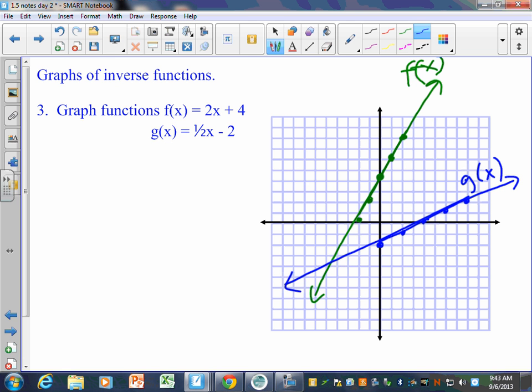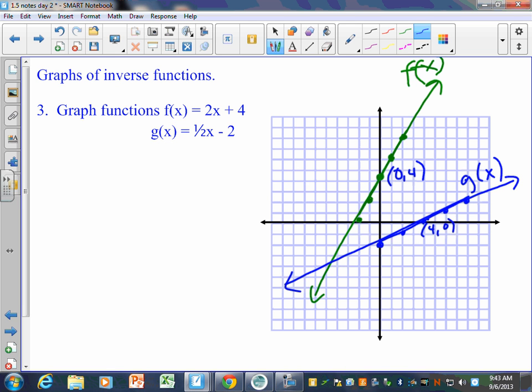Notice that every single point on f of x, if you switch the x to y, is a point on g of x. So this point right here is the point (0, 4). Look at this point right here. It's the point (4, 0). Right? It's not a coincidence. Every single point switches. That's the definition of an inverse.